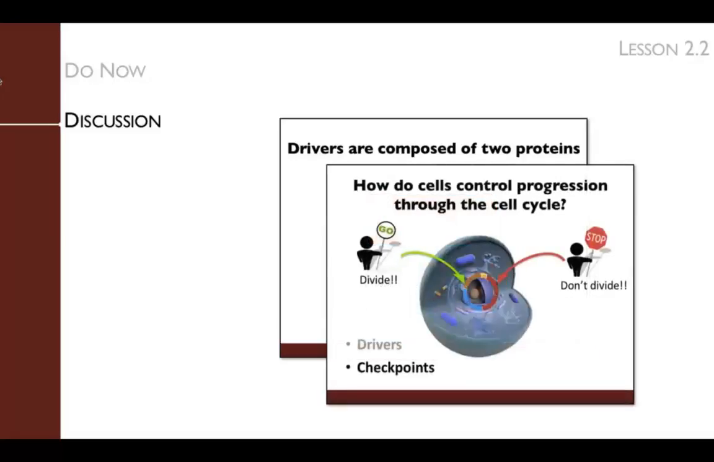Checkpoints are the red traffic lights of the cell cycle that tell the cell not to progress to divide at this moment in time. There are many reasons why a cell should not divide. For example, there may not be enough nutrients available, or the parent cell may not have finished duplicating its chromosomes.